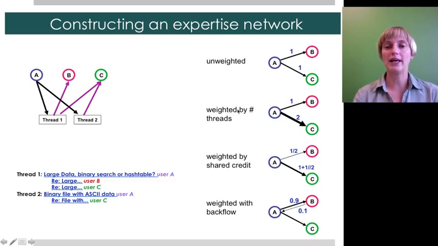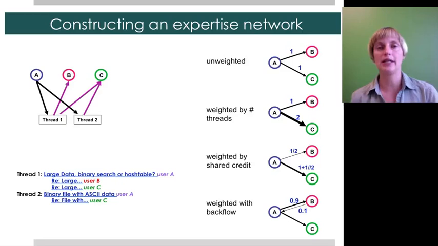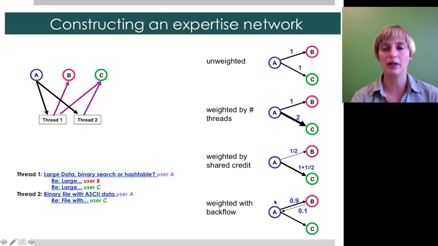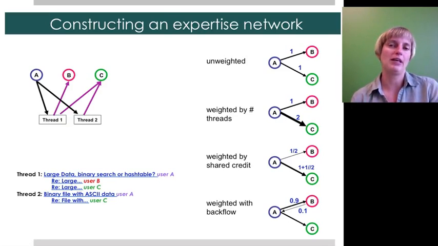We could weight the edges by the number of threads that the 2 nodes interacted in. We could have them share credit. So if both B and C answered a question, they would each get weight 1/2 added to whatever other weight they had. Or we could even introduce a little bit of backflow. And this just means if you asked a question that was answered, it means that at least it was sort of a decent question. So we may have a little bit of the weight of the edge going back.